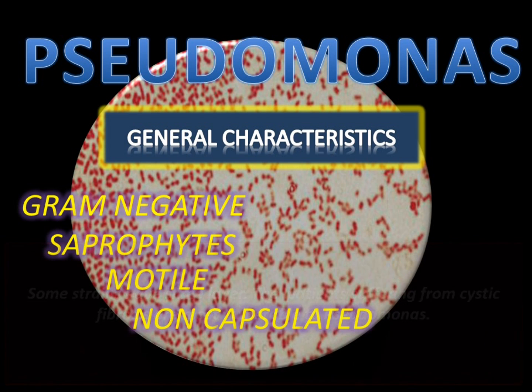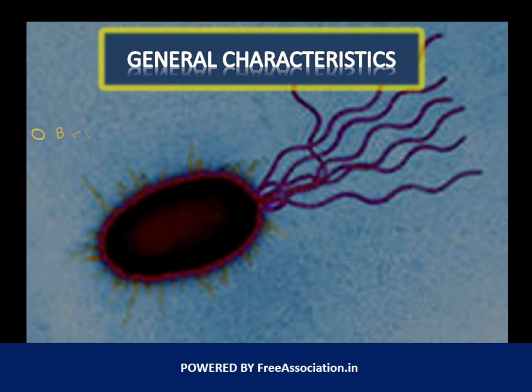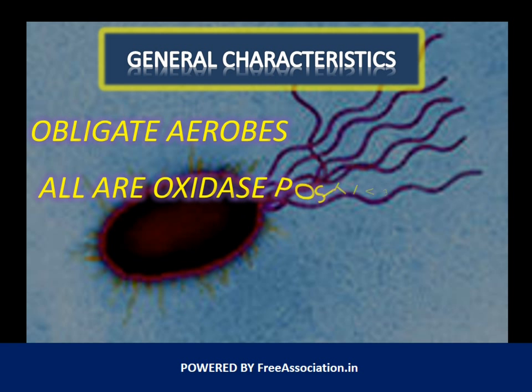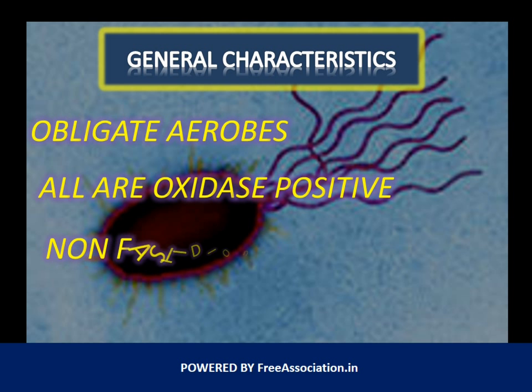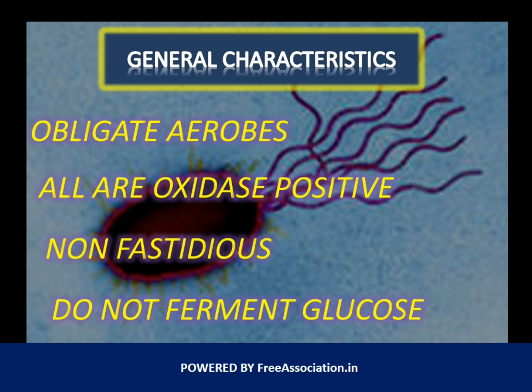They are saprophytes. They are found in soil, water, and moist environment. They are motile. They are non-capsulated. They are obligate aerobes. They cannot grow in the absence of oxygen. They are all oxidase positive. They are non-fastidious. They can grow in ordinary culture media, and they do not ferment glucose.